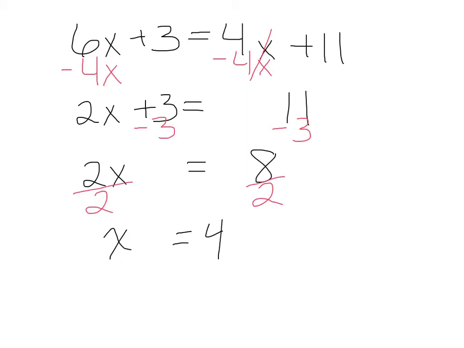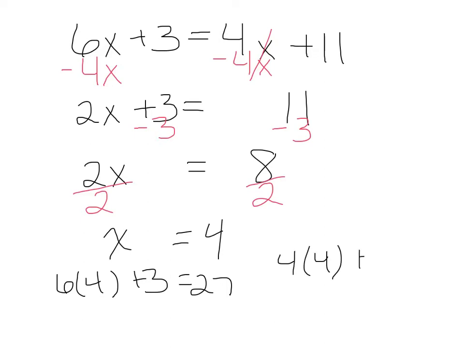If you must check your work, do check your work. When x is 4, this and this should be equal to each other. So let's check. 6 times 4 plus 3, that is 27. Or 4 times 4 plus 11. That's 27. That's good, because the left and the right are supposed to be equal, so it is correct.